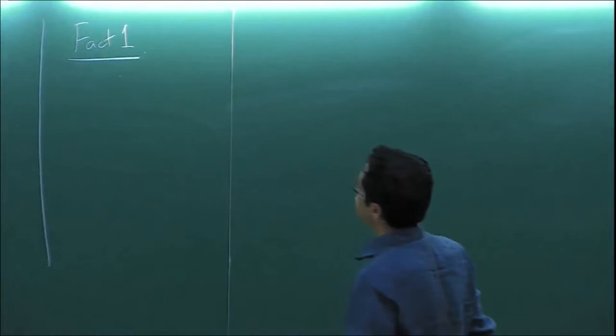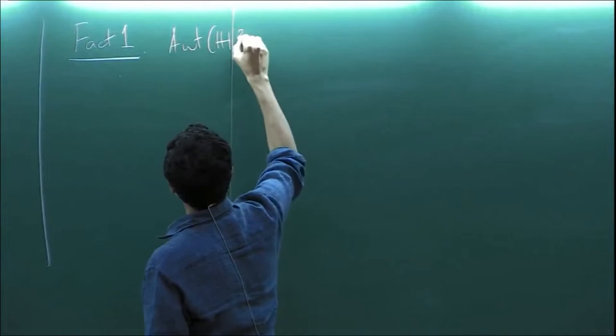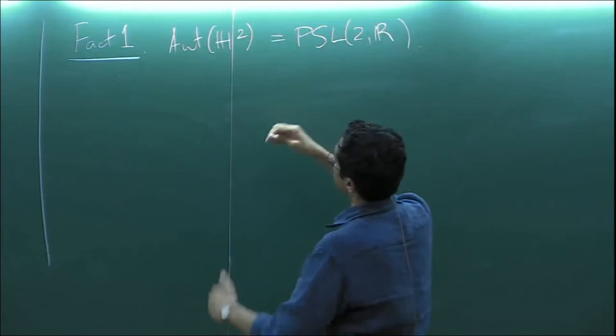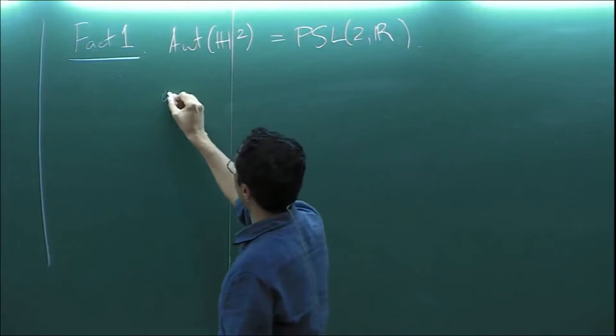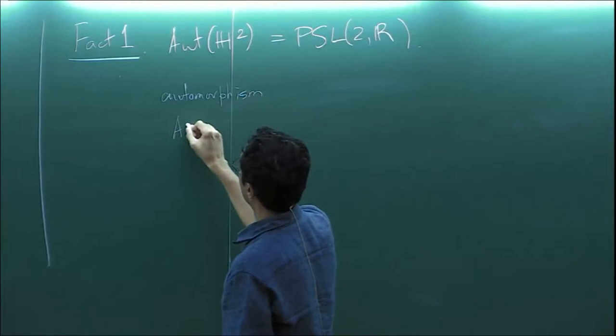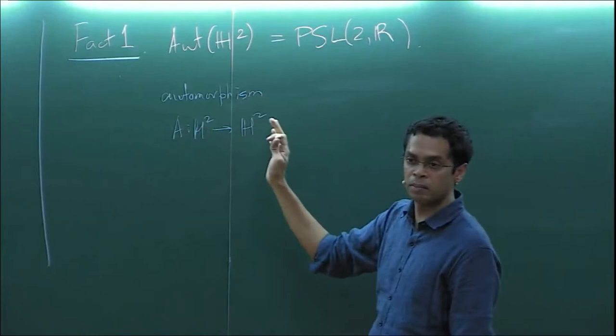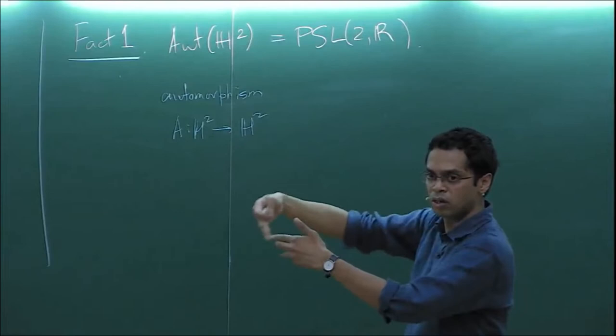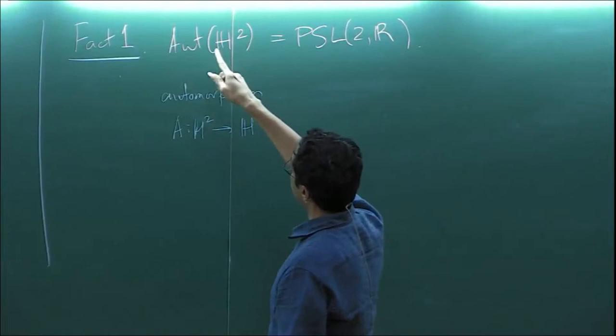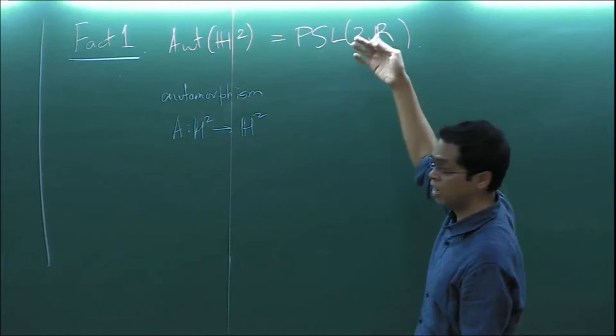There are a couple of facts which let me remind you. First of all, the group of automorphisms of the upper half plane is PSL2R. Automorphisms are just biholomorphisms of the upper half plane to itself. An automorphism is a map which is holomorphic, and its inverse is also holomorphic. That's a biholomorphism, and these automorphisms form a group because you can compose them and each is invertible. So fact one is that the group of automorphisms is this matrix group. And what is this?